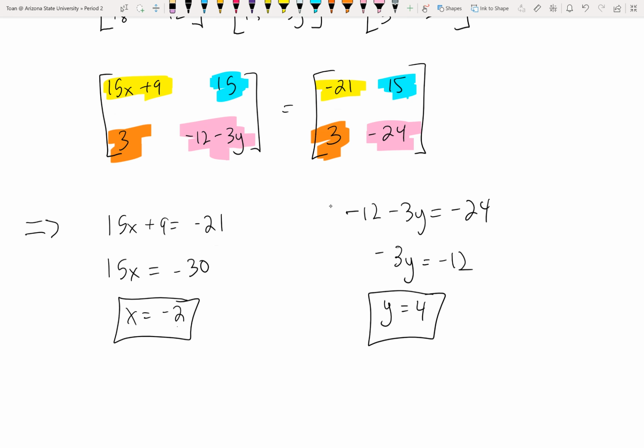That's it. Any other questions with this example? Do we have to graph these two? No, there's no graphing in this section.